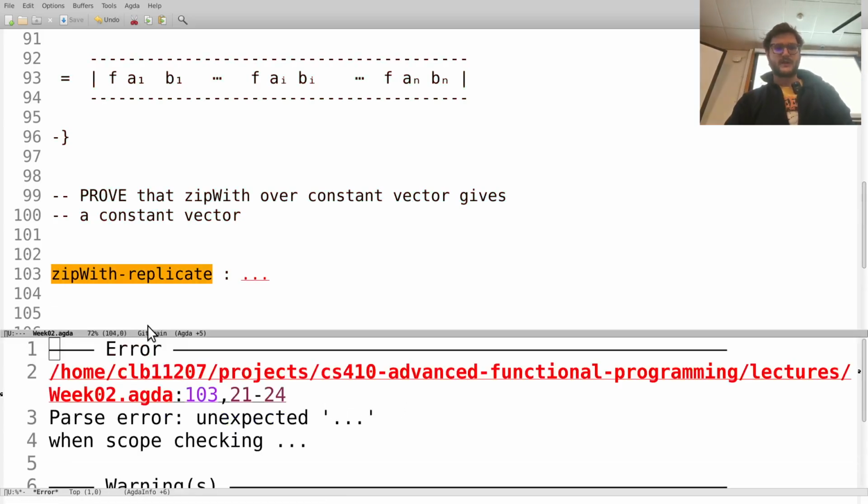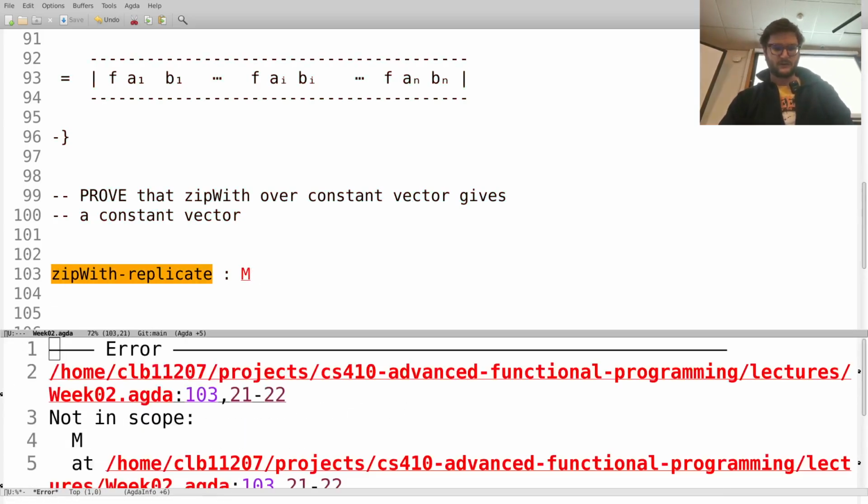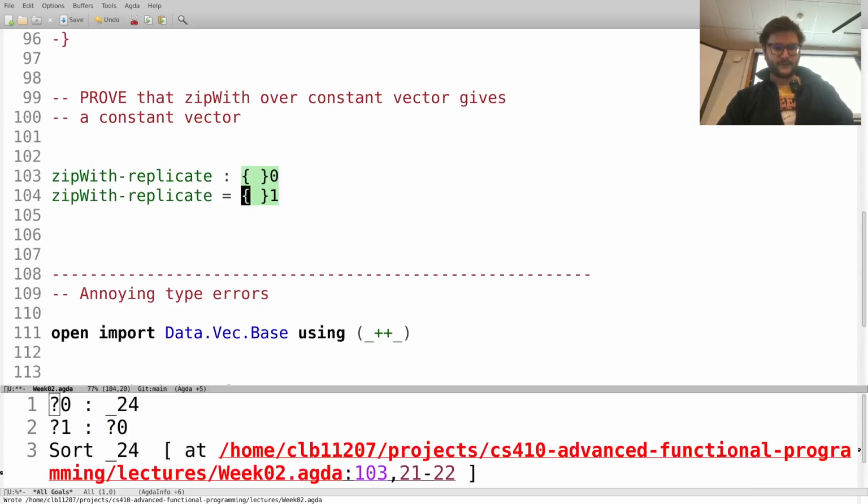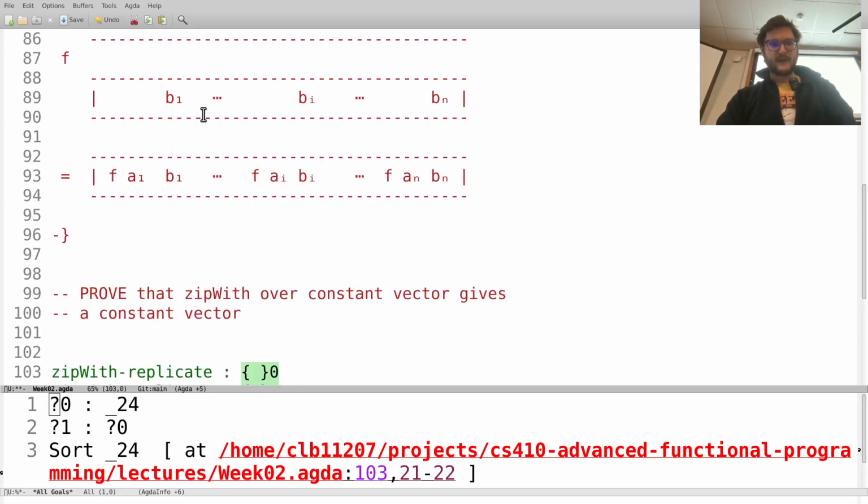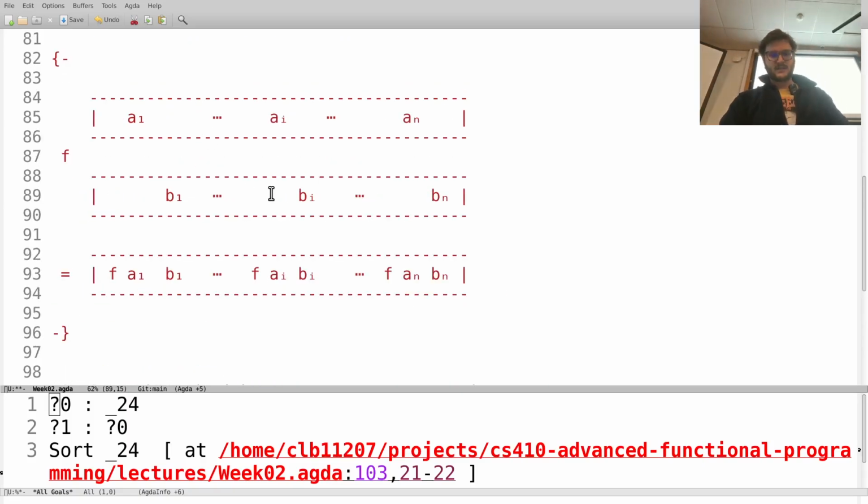So what we want to say is that. What I'd like to prove is that if both of these lists are obtained by replicating a single value, then zipping them together is the same as replicating the result of calling the function just once.